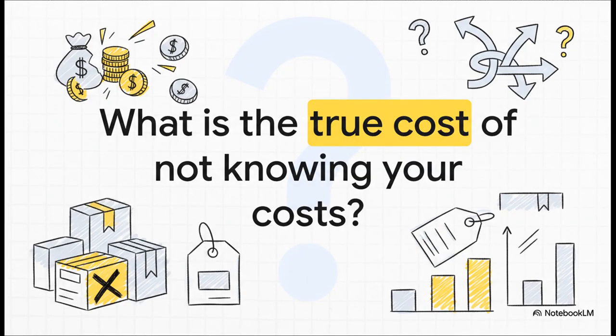We've talked a lot about the cost of implementing ABC, but after seeing everything it can uncover, maybe the question you should be asking yourself is this: what is the true hidden cost of not knowing your costs? What's the price you're paying for making bad decisions on pricing, on your product mix, on your whole strategy, all because you're flying blind? That is the real question.